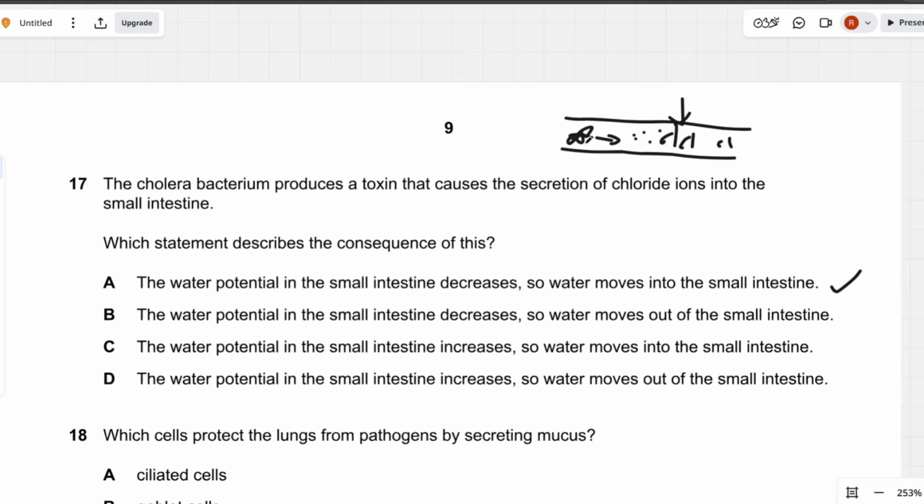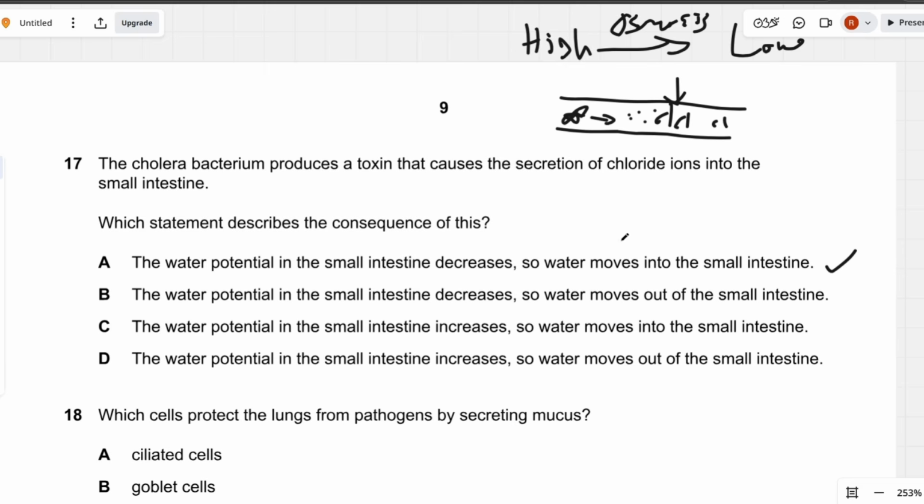What that does is that reduces the water potential. And we know that the water moves from a region of high water potential to a region of low water potential through the process of osmosis. So the water potential in the small intestine does decrease, and this is because of the chloride ions being more inside, and so the water will move into the small intestines.